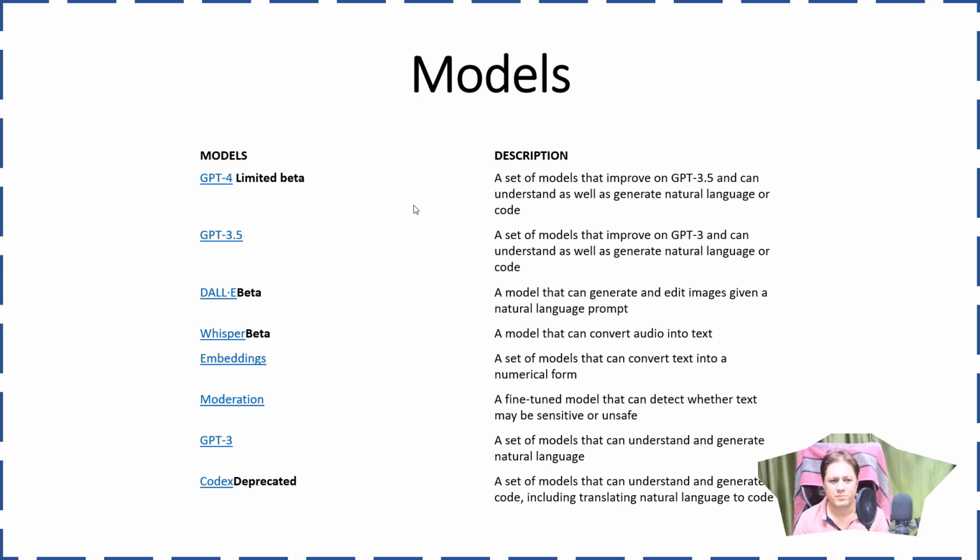You need to understand the very important models like GPT-4, then GPT 3.5, DALL E, which is related to images. Whisper is related to audio into text. Embeddings are related to text into numerical format. Moderation is very important. Before sending a request to the server, you can moderate if there are any sensitive or unsafe keywords which can block your account. Whenever you use these moderation APIs, they will warn you about sexual context or whatever. And GPT-3 was the old model, and Codex is deprecated. Now they have stopped using Codex.